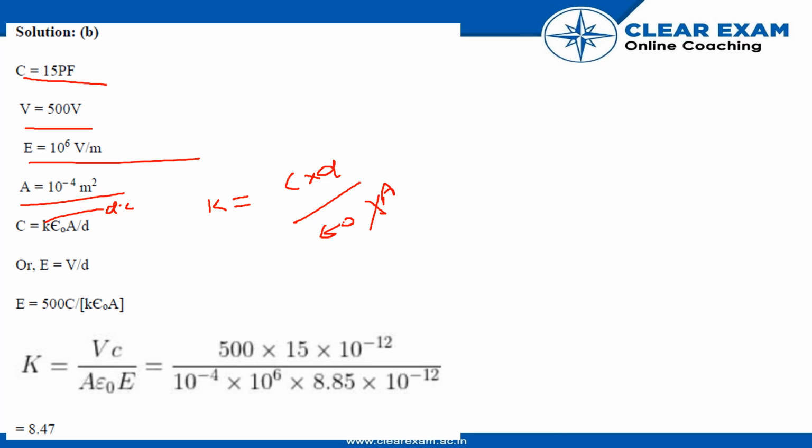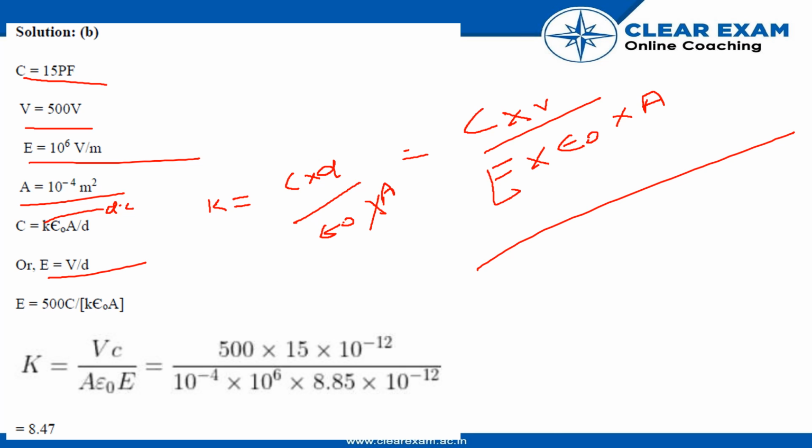So as we know, E equals V upon D. So we'll put the value of D, that is V by E. We'll get C into V upon E into epsilon naught into A. So this is the formula for dielectric constant, and we have to just put the values in it.